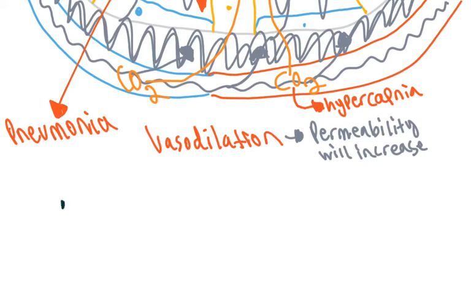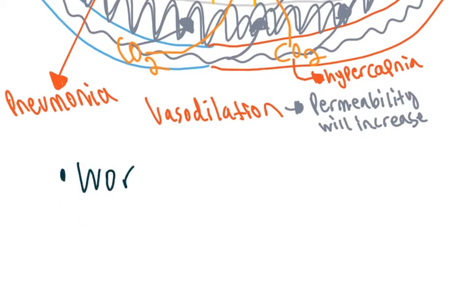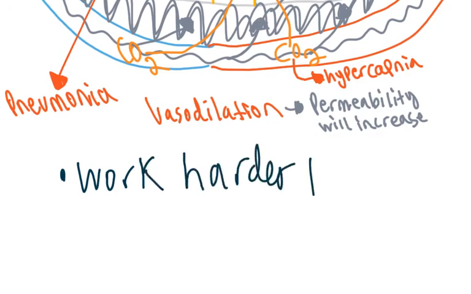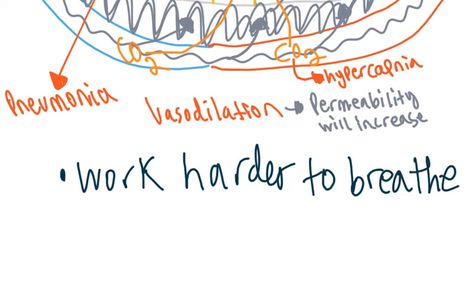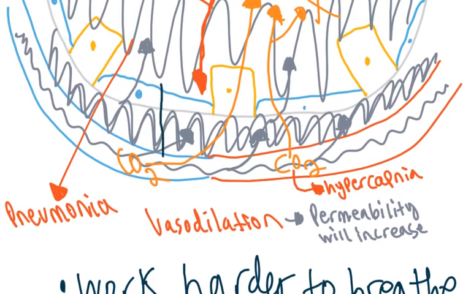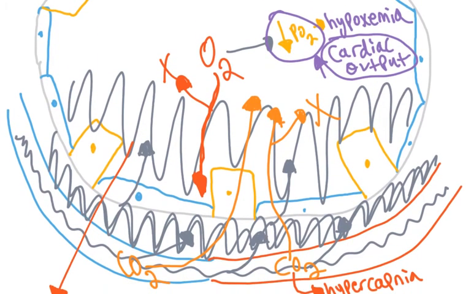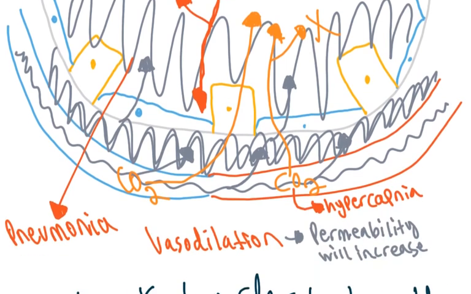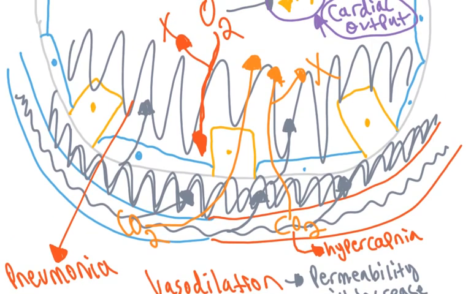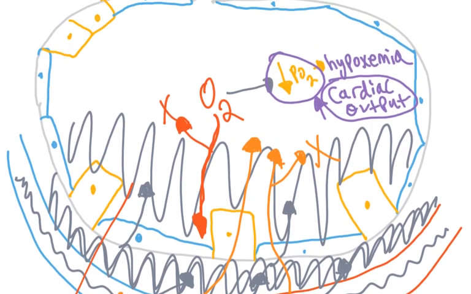I'm going to write that down. We'll have to work harder in order to breathe. As you can see, this is really bad. Sorry about that. It's super bad, and it just causes a lot of havoc. So that's pretty much the basic idea of how the SARS-CoV-2 virus affects our lungs, our respiratory pathway.